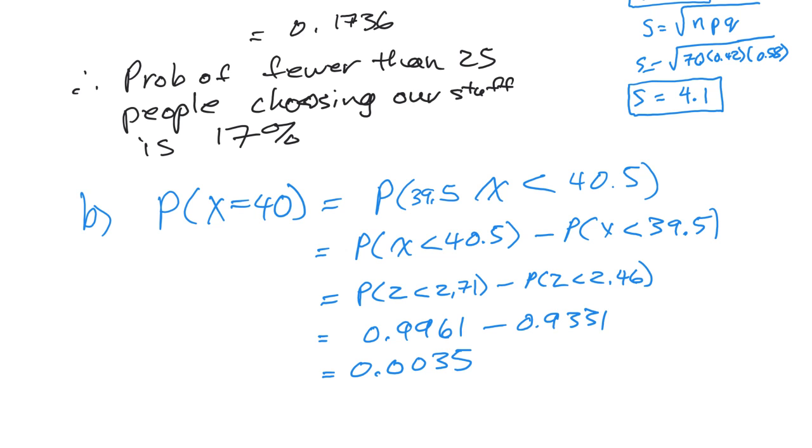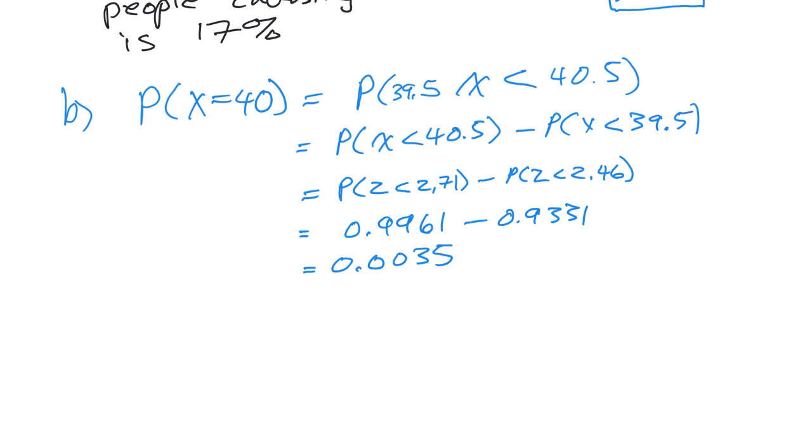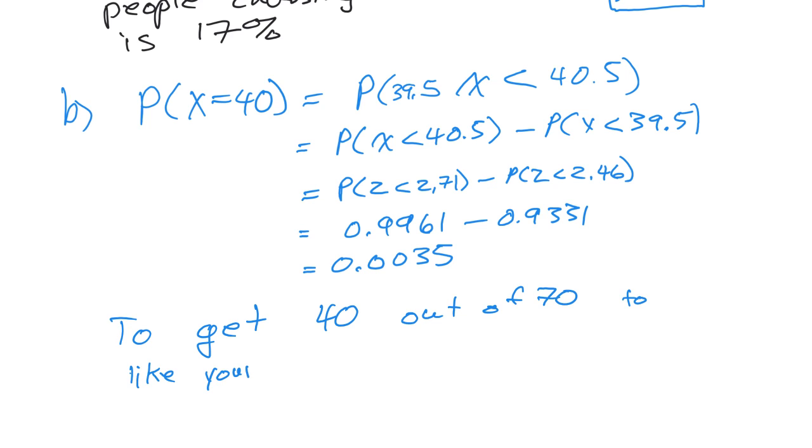So here's what you would say for your final answer. You're going to say that to get exactly 40 of 70 people to like your product, you're going to have a probability of 0.35%.